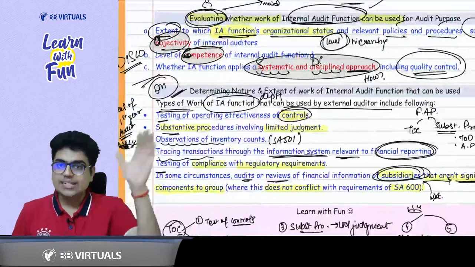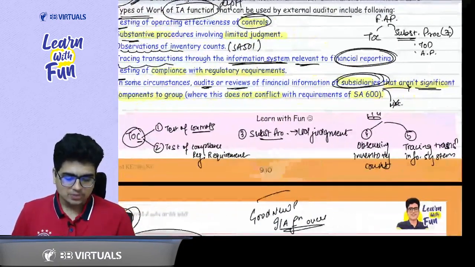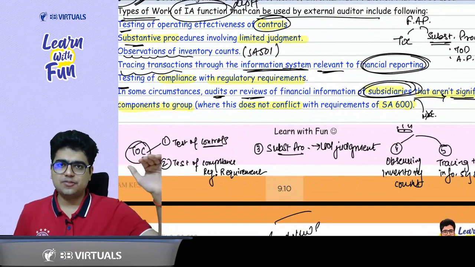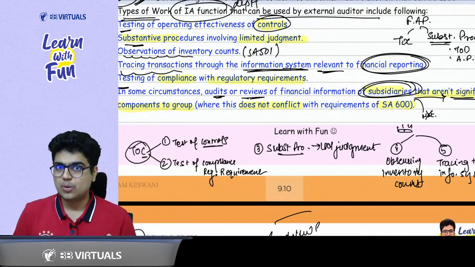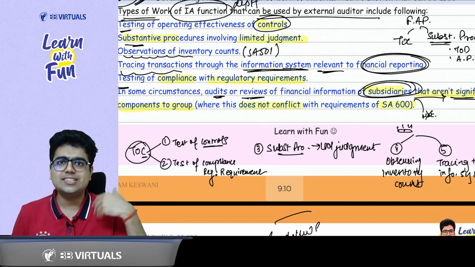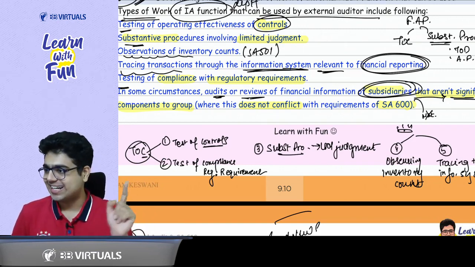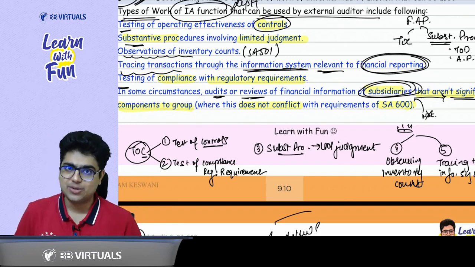Now, what are the types of work where you can take their assistance? First of all, TOC. TOC means test of control, test of compliance with laws and regulations. Basically, these are the activities which are generally done by the first year audit article.